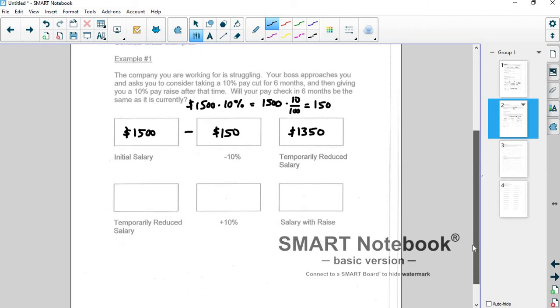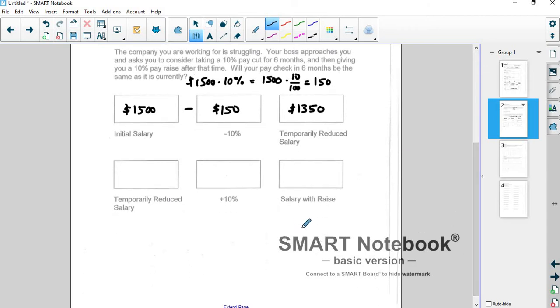So then 6 months is up, you come back to your boss, you said, hey, you kind of promised me you'd give me my 10% raise, and he said, sure, I want to make good on that, so let's figure that out. You're making $1,350, so 10% of that, well, multiply by 10 out of 100 again, and if you do that on your calculator, you get $135. Wait a minute, if I add that to what I have, I'm only going to get back to $1,485.